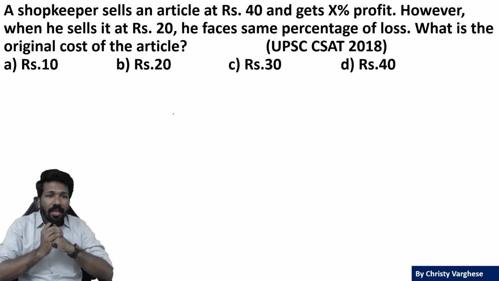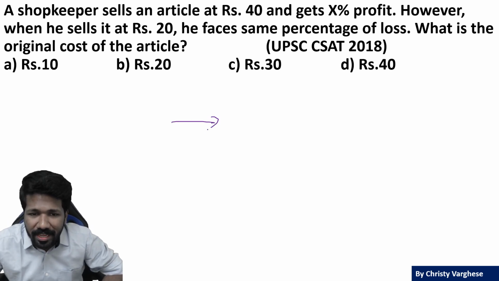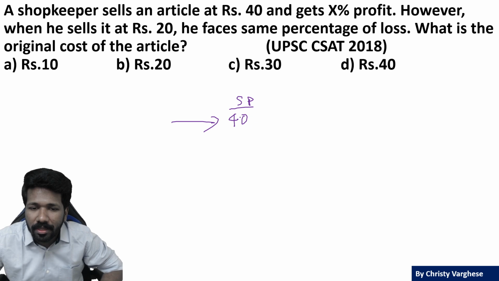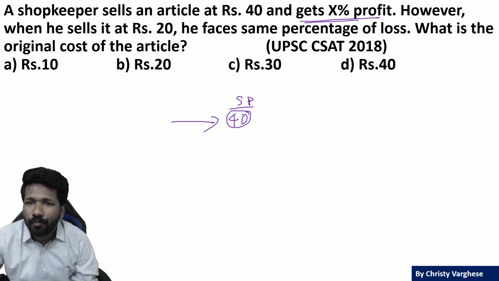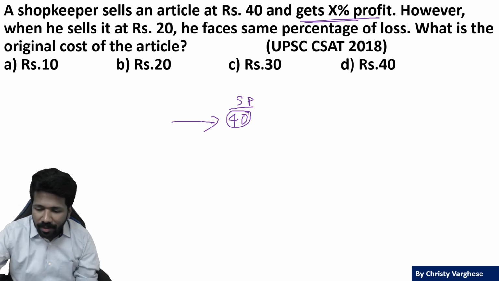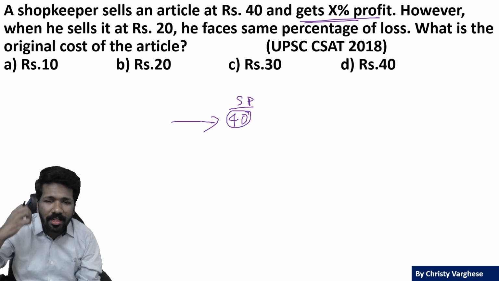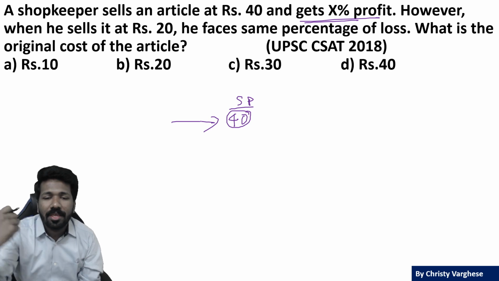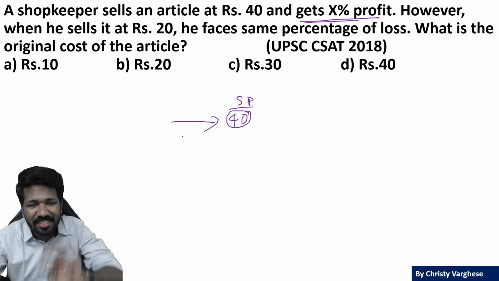I will explain. A shopkeeper sells an article at 40 rupees. That is, the selling price is 40 rupees. Or I will say the return he is getting is 40 rupees after the business, and that is a profit, and he gets X% profit. When you say that a person gets a profit, he is getting more than the money he invested. The money he is getting returned is more than the money he invested. Or the money he invested is lesser.